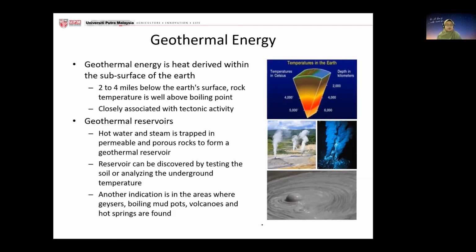So if you see this type of vents, for example geysers or boiling mud pots, you can be sure that there is a geothermal reservoir underneath that.